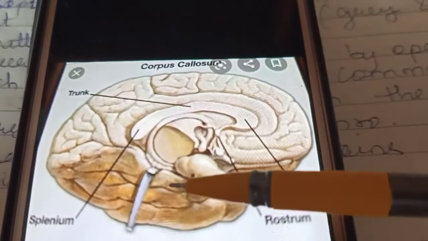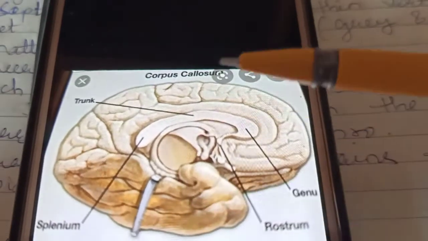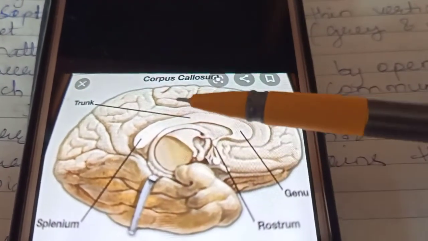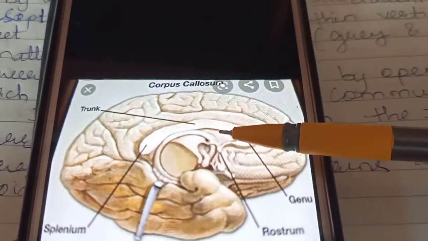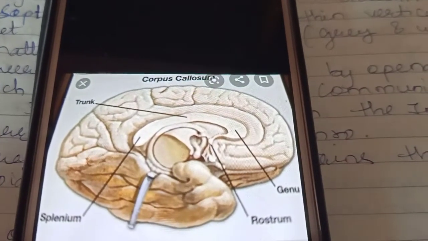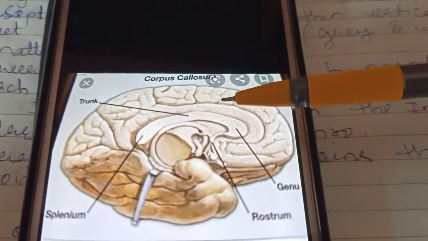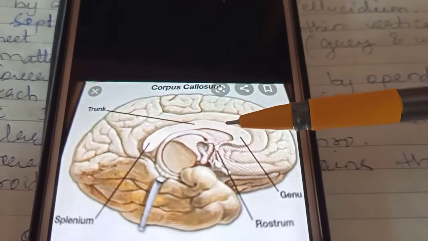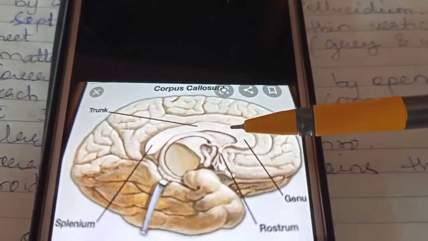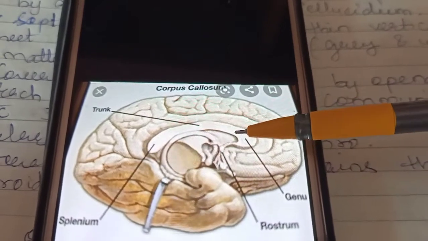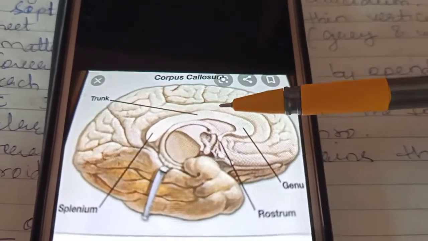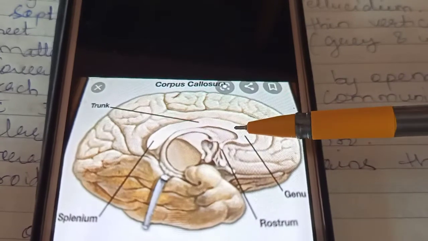And if you are taking the coronal section, the roof will be formed by the trunk of the corpus callosum, the under surface of the anterior part of the body of the corpus callosum. So the roof of the coronal section of the anterior horn of the lateral ventricle is formed by the body of the corpus callosum. Clear?